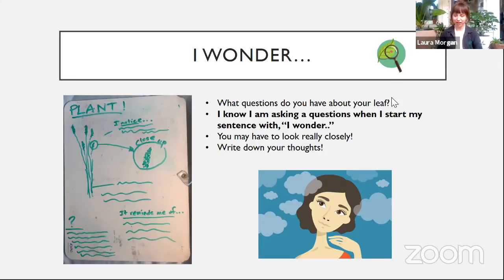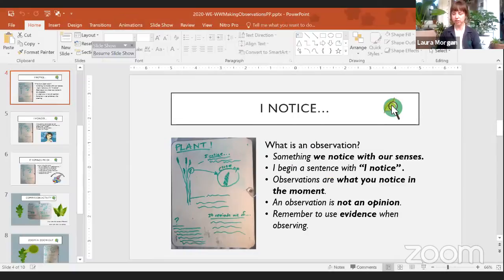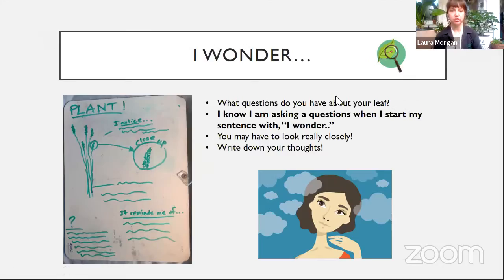Okay. Now, we have one more tool to go over. So we made some observations. We noticed things about our leaves. We wondered. And there's one more piece to this, which is all about making connections. All right. So for our next part, we are going to start our sentence with, "It reminds me of." So this can be anything, right?